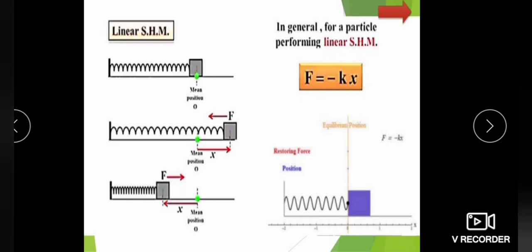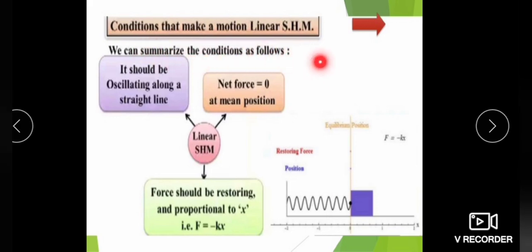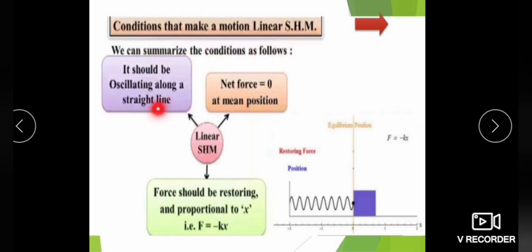Hence linear SHM is the periodic motion in which the motion is along a straight line path, and force or acceleration are directly proportional to displacement and oppositely directed. Conditions that make linear SHM are: the object should be oscillating along a straight line and the net force should be 0.